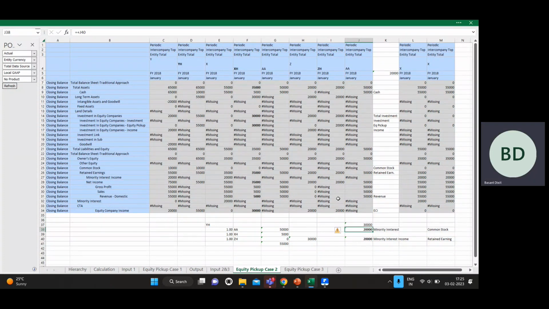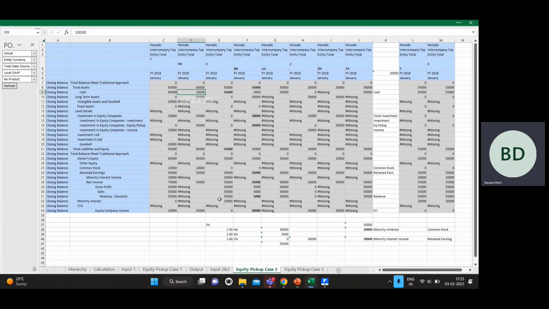So as you know, we have minority people also there, the non-controlling part we have in a balance sheet. So 20,000 plus 35,000 comes to 55,000. That is why we are getting this amount. And the liabilities and equity is coming as 55,000. And the total cash figure we have, as you know, 5,000 plus 50,000 is coming as 55,000.